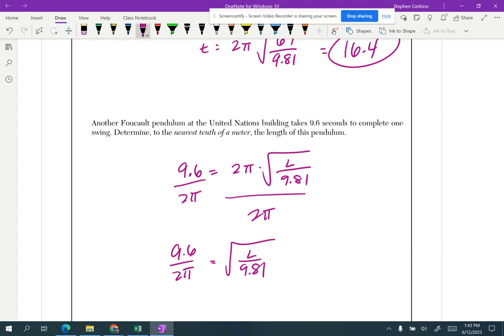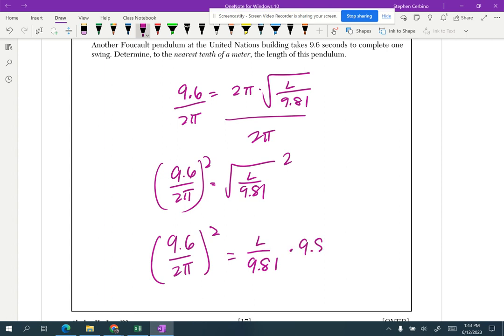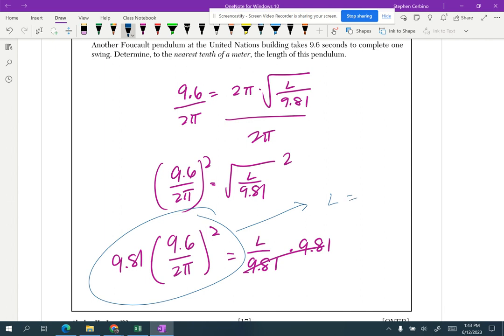I am not even going to type that in the calculator. It's going to be a messy number. Just leave it. Square both sides. So we get 9.6 over 2 pi, still not typing it in the calculator, is L over 9.81. To get L by itself, you multiply by 9.81. And now we have L. Type this into the calculator, and you get an L value of 22.9. That's it.